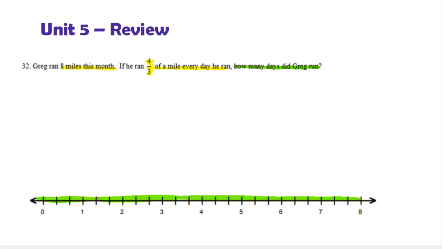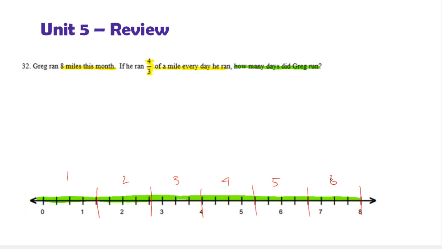Now we want to break this into pieces of size 4/3, because every time he ran 4/3 of a mile. So 1, 2, 3, 4, and again, and again, until I broke those into groups of 4/3. So this would be the first day, second day, third day, fourth day, fifth day, and sixth day.